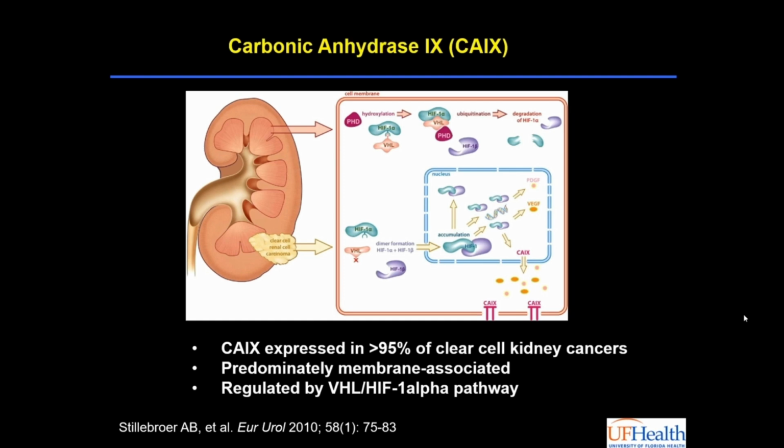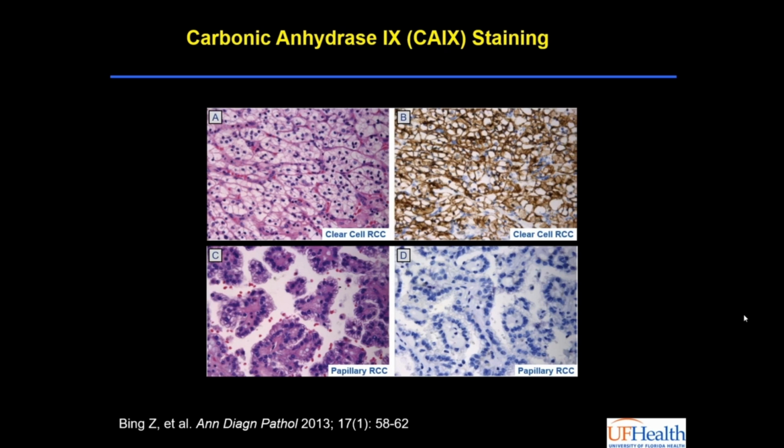Again, can we capitalize on targeting this to identify the most common and most malignant kidney cancer, clear cell renal cell carcinoma? If you look at the staining, CA9 is highly positive for the clear cell, which is the top panel, versus other types of tumors like papillary, the second most common type of kidney cancer, which has very little to no staining. So this is very specific to clear cell renal cell carcinoma.